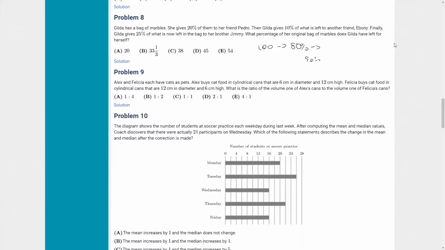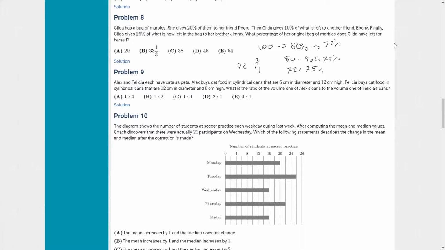So what is 80% times 90%? Sorry, what is 90% of 80? Of 80 is equal to 72%. So now she has 72% of her original amount remaining. Finally, she gives away 25% of the 72%. So using the same logic, we will do 72% times 75%. So we need to know what 75% of 72 is.